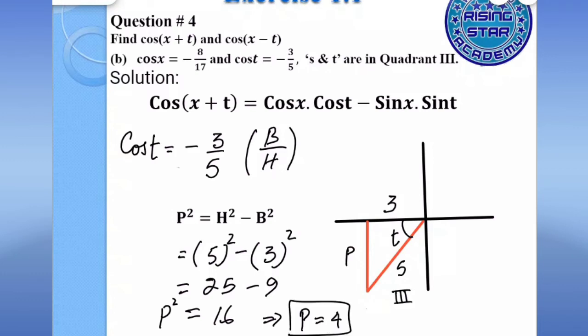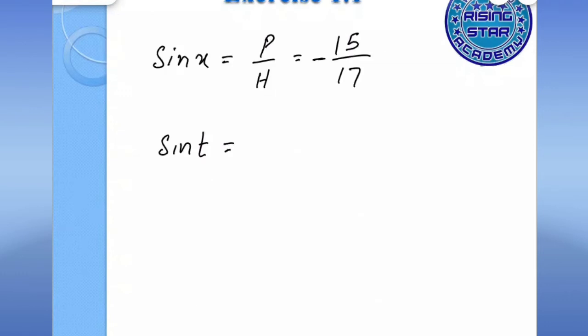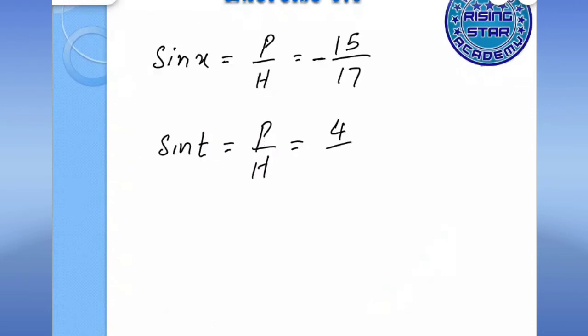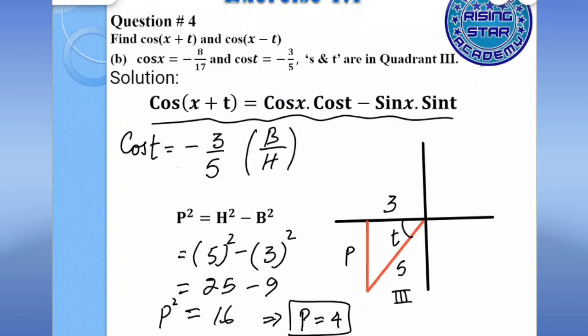Now I would find the value of sine t. So here we have sine t, that is perpendicular over hypotenuse. So perpendicular value 4 and the hypotenuse value is 5. So definitely sine t is also in the third quadrant, it would be taken as negative. Now I would put these values into the main identity that we need to find, that is cos of x plus t equals cos x cos t minus sin x sin t. So let's solve it now.